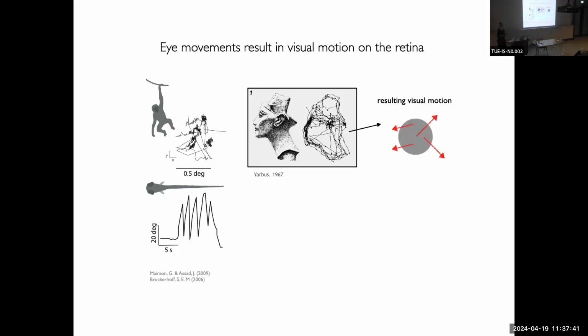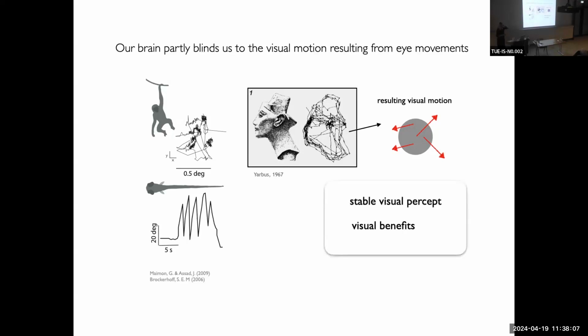They come with functions, but they also have this problem that whenever the eye moves, it generates motion on the retina that the brain somehow has to disambiguate. In fact, while you are performing these large saccadic movements, you're not aware of the motion those eye movements generate, because your brain somehow blinds you to the consequences of your own saccades. My lab is now interested in the mechanisms by which this is achieved, and in the visual benefits of eye movements on the flip side.